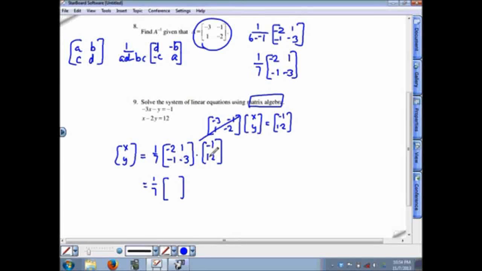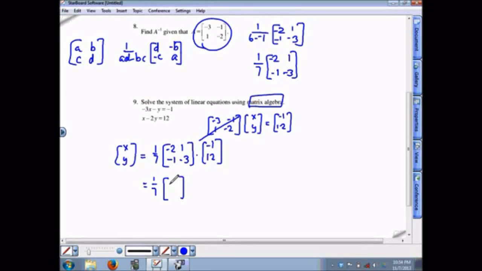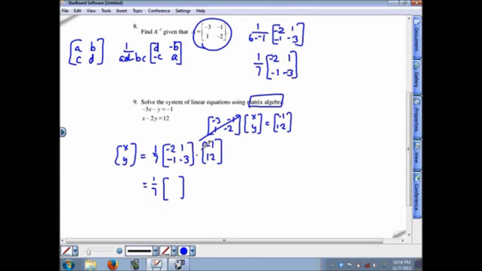So this is a 2 by 2 matrix, this is a 2 by 1 matrix. Multiplying a 2 by 2 by a 2 by 1 results in a 2 by 1. So it's just a single column with two entries. This entry comes from first row and first column, 2 times negative 1 is 2. 1 times 12 is 12. Second row, negative 1 times negative 1 is 1. Negative 3 times 12 is minus 36.